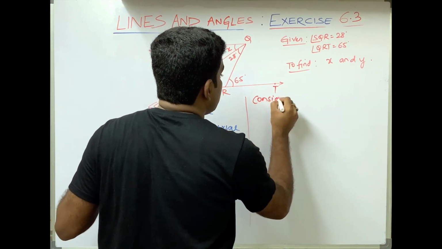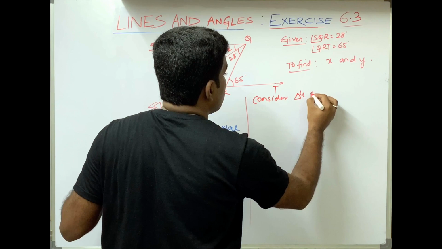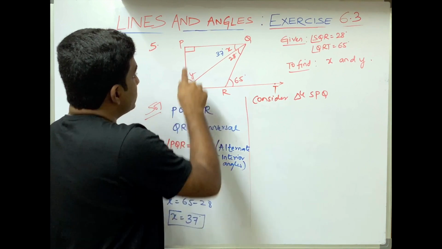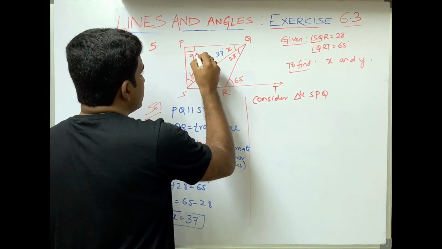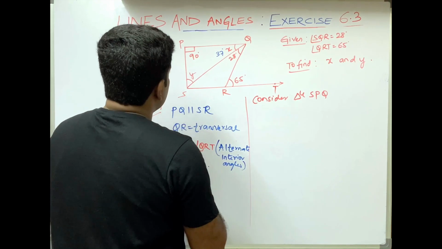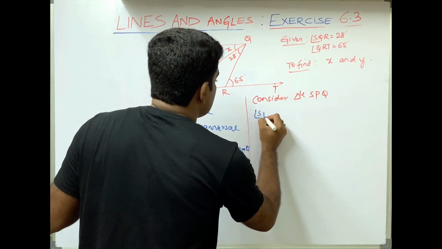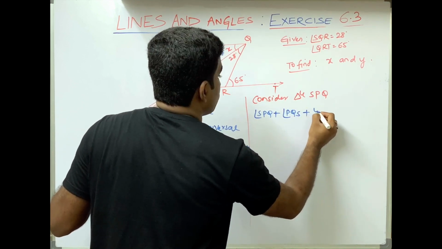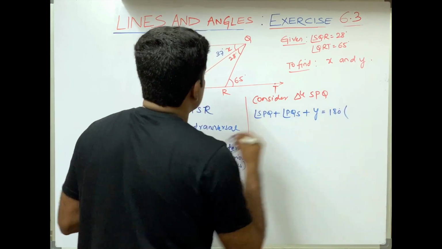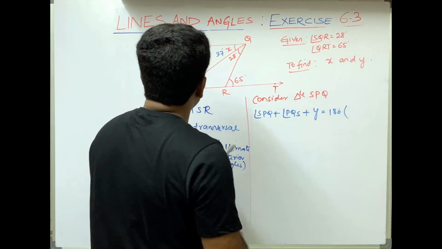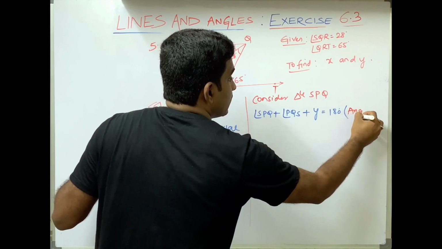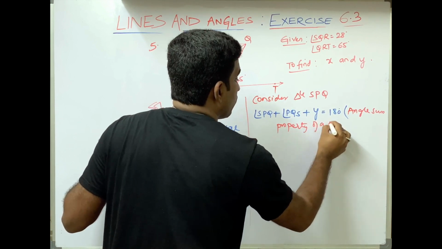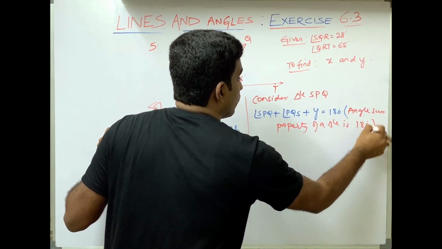Considering triangle SPQ, we know angle SPQ is 90 degrees. Clear? Now angle SPQ plus angle PQS plus Y is equal to 180 degrees. What can be the reason? The reason is the angle sum property of a triangle, which is 180 degrees.